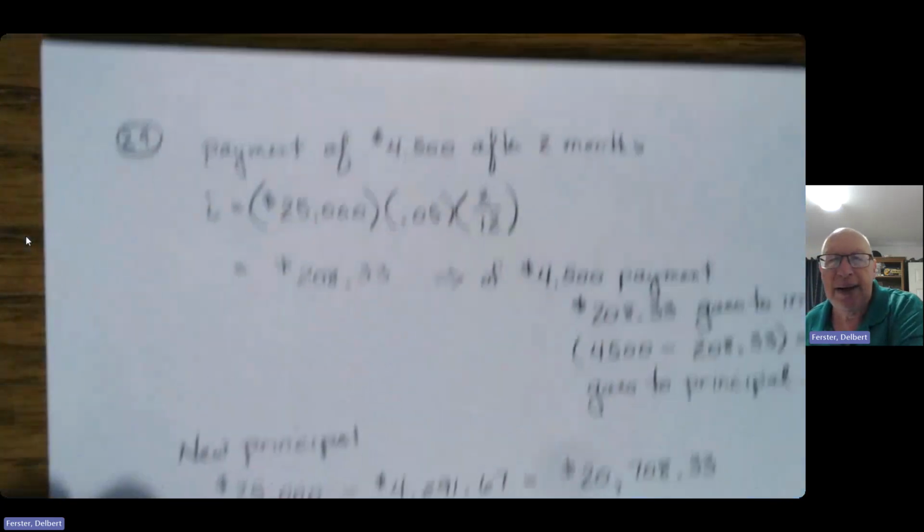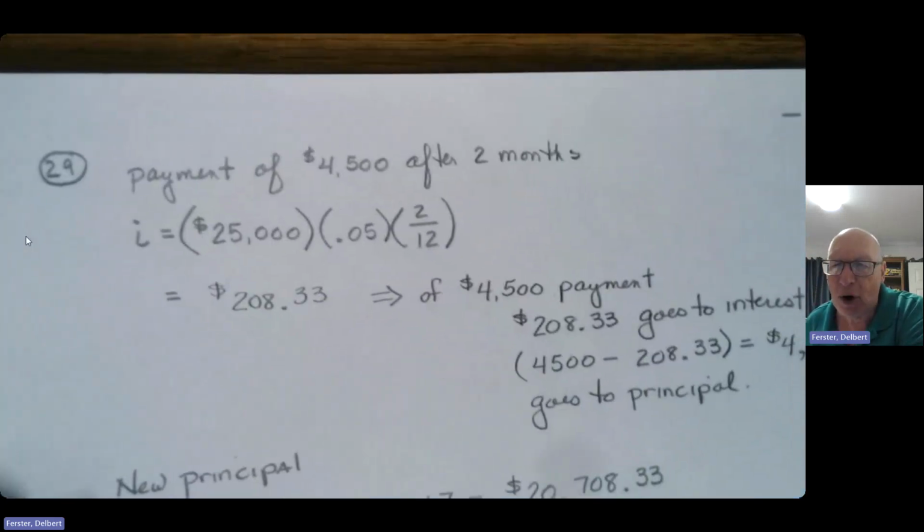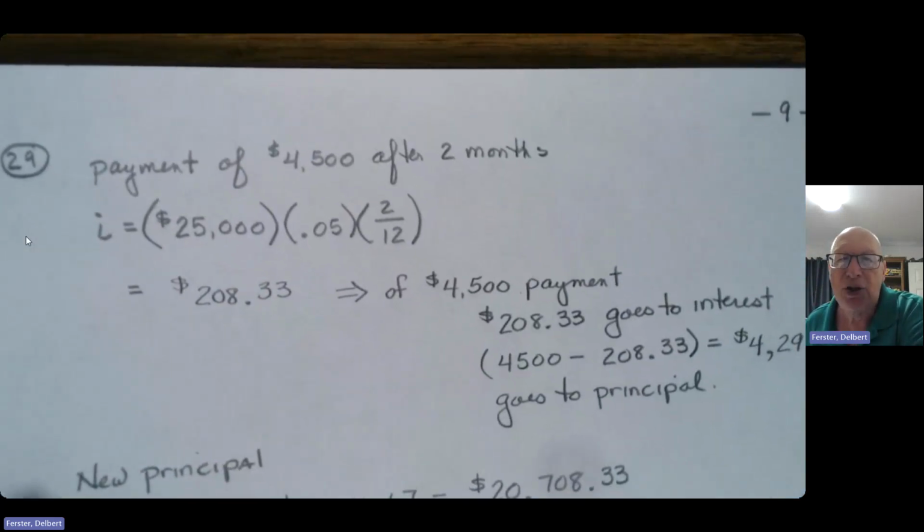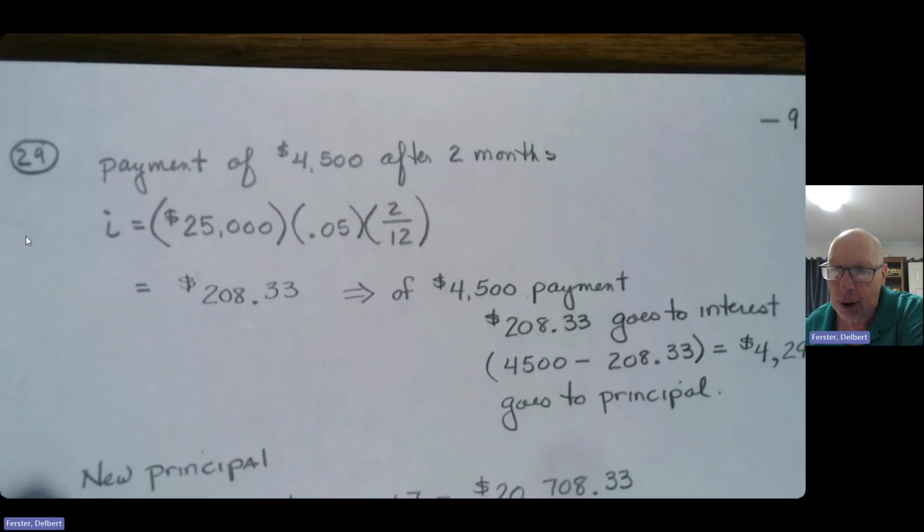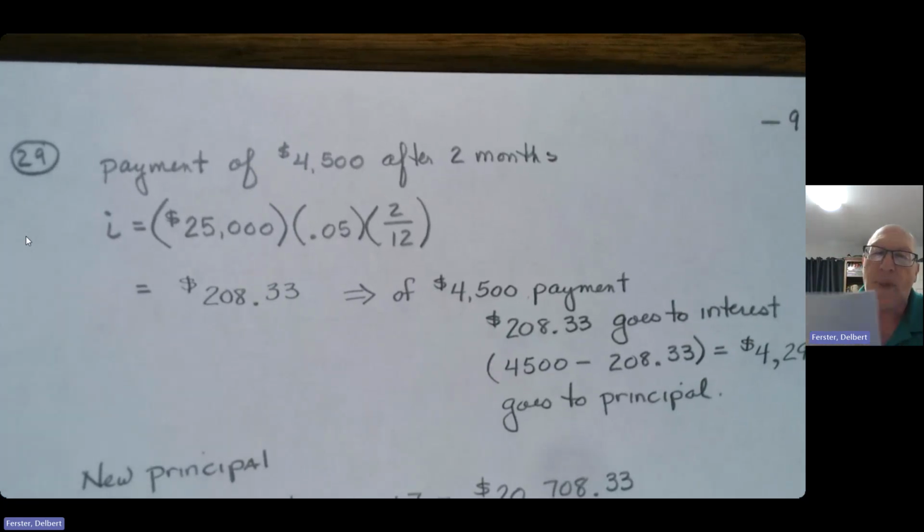29 is a problem where we're going to have a partial payment. And what you need to remember on these problems is that the first thing that has to happen is you have to pay interest first. So we're going to make a payment of $4,500 after 2 months. The initial amount of the loan was $25,000. The interest rate's 5%.